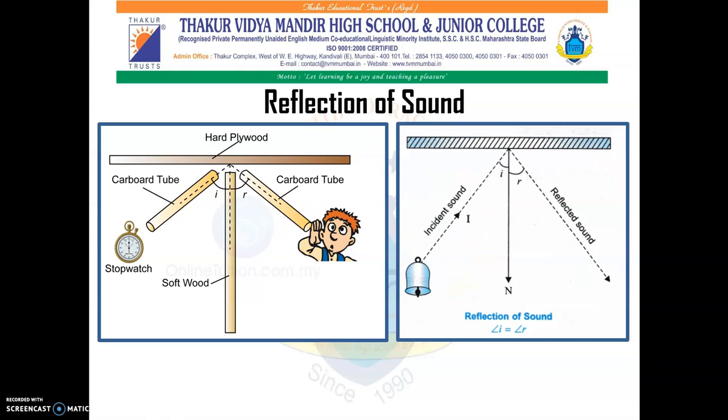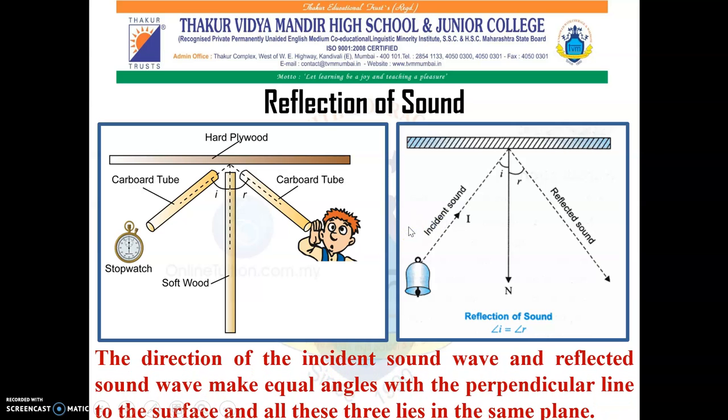Like light waves, sound waves too get reflected from the solid or the liquid surface. These waves also follow the laws of reflection of light. A smooth or rough surface is needed for the reflection of sound. Here you can see this is the incident sound and this is the reflected sound. I is the angle of incidence and R is the angle of reflection. The direction of the incident sound wave and the reflected wave make equal angles with the perpendicular line to the surface, and all these three lines lie in the same plane.